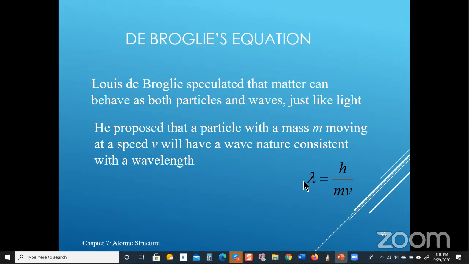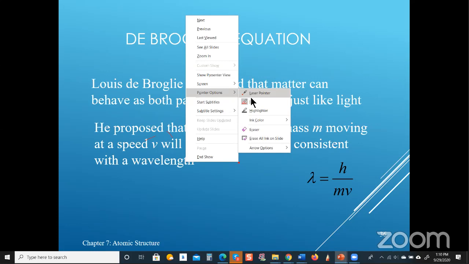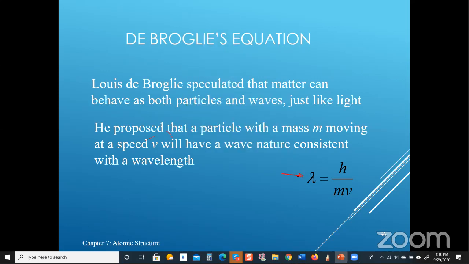So lambda is the wavelength, m is the mass in kilograms. In fact, let me label this here. Okay, so lambda is the wavelength in meters. h is the Planck's constant. Remember, it's joules second. Nu is the frequency of the wavelength, which is in hertz or seconds to the -1, and m is the mass in kilograms, all right?